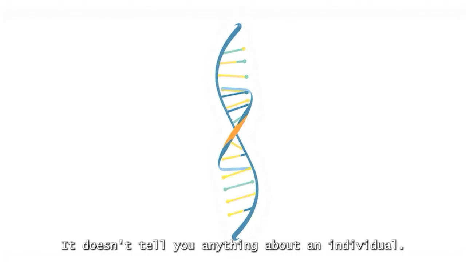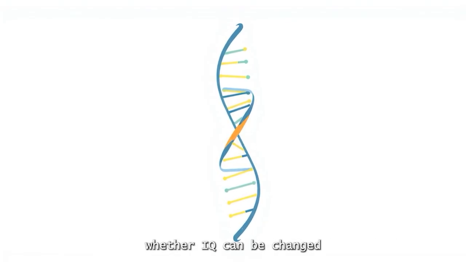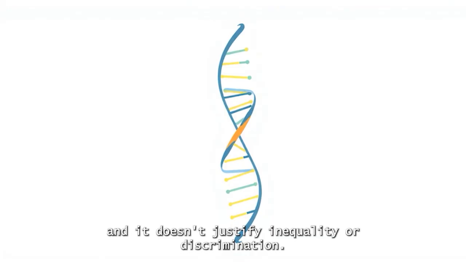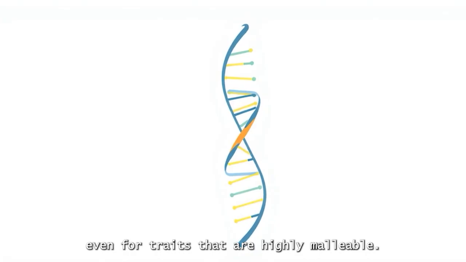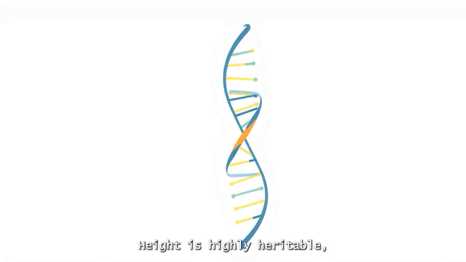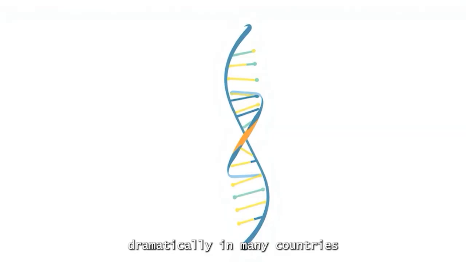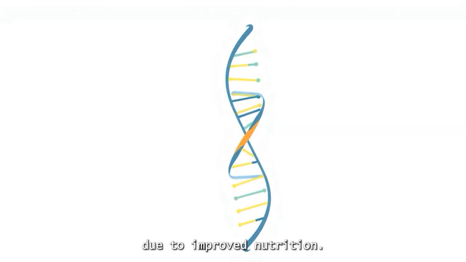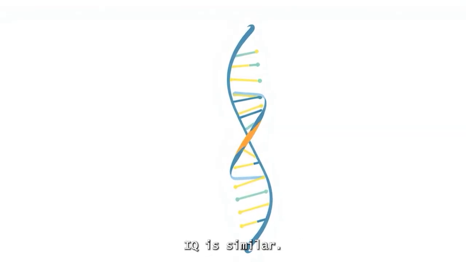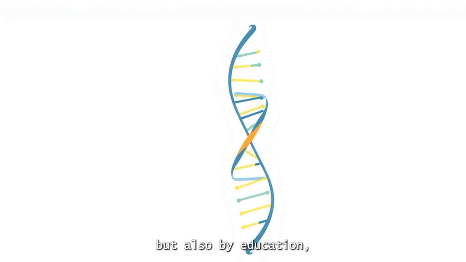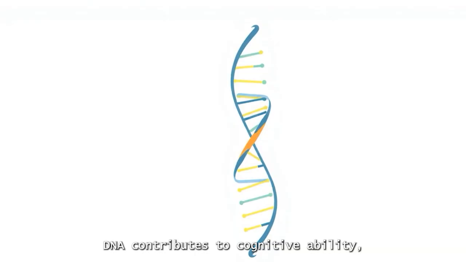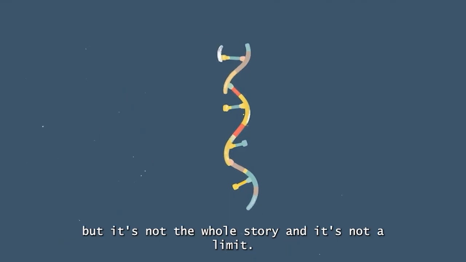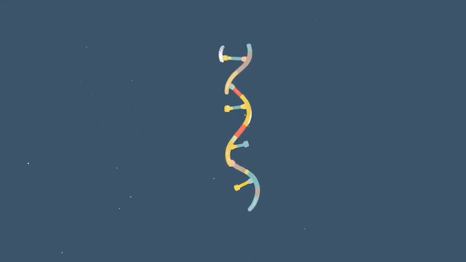This is very different. It doesn't tell you anything about an individual. It doesn't tell you whether IQ can be changed, and it doesn't justify inequality or discrimination. Heritability can be high even for traits that are highly malleable. Height is highly heritable, but average height has increased dramatically in many countries due to improved nutrition. IQ is similar. It's influenced by genes, but also by education, nutrition, stress, opportunities. DNA contributes to cognitive ability, but it's not the whole story, and it's not a limit.